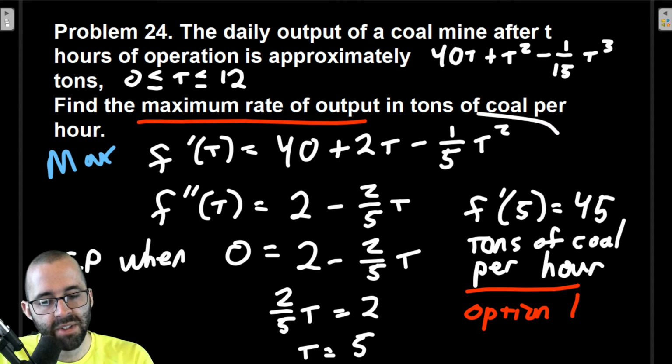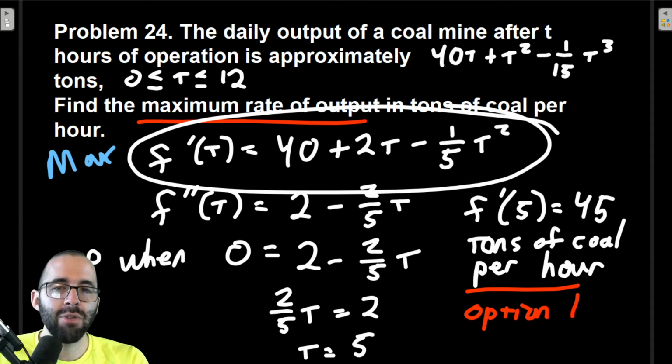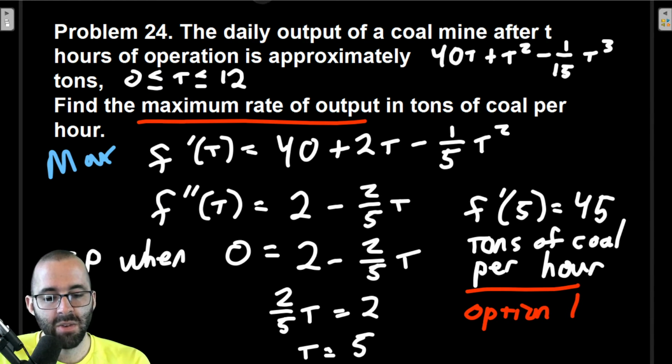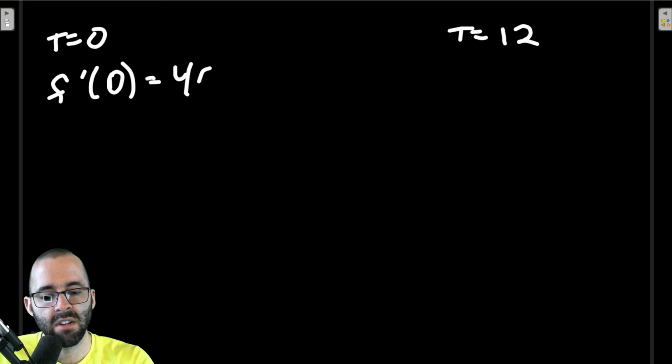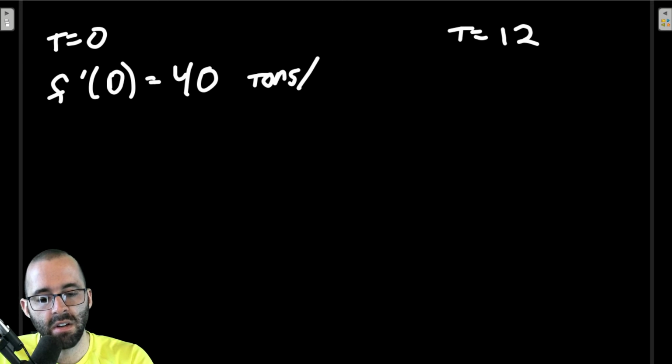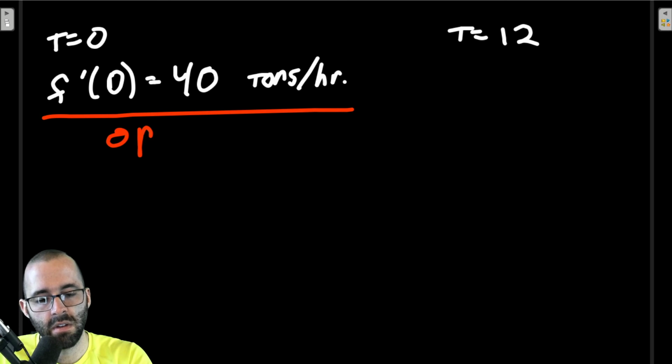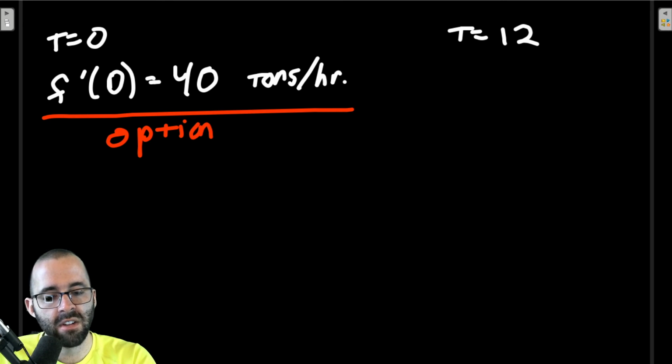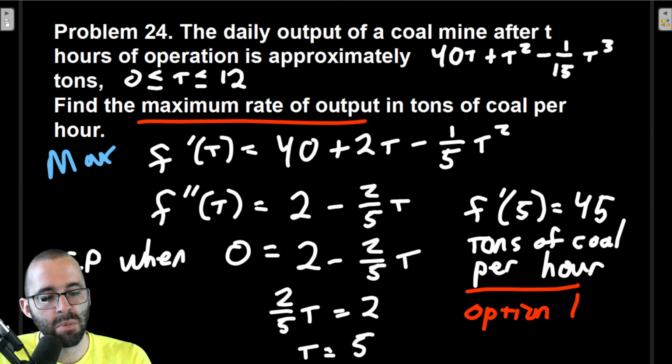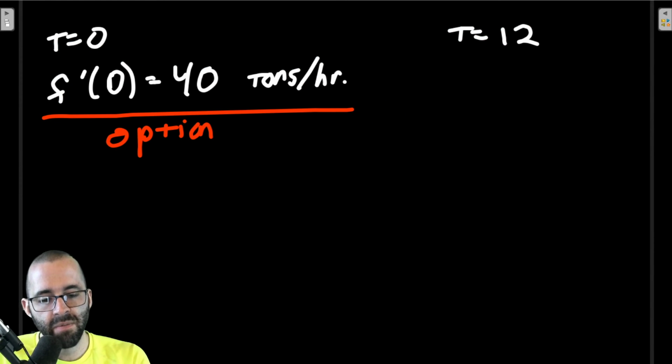So if you plug in 0, what is our rate? What's our productivity at the very start of the shift when t equals 0? If you plug in 0 here, you're just going to get 40 plus 0 minus 0. So at the start of the shift, it's 40 tons per hour. That's option 2. So 5 hours into the shift, they're doing 45 tons per hour. At the start, they're doing 40 tons per hour. So option 1 is the winner so far.